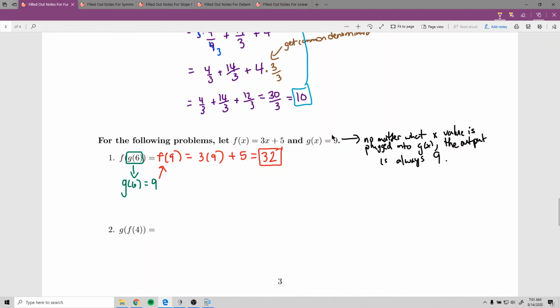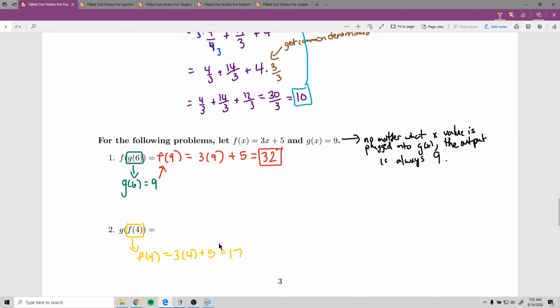The next one, it's the opposite order. We have f inside and g outside. But we still want to do the same thing. We want to do the inside first, figure out what that is. f of 4 equals 3 times 4 plus 5. 3 times 4 is 12, plus 5 is 17.